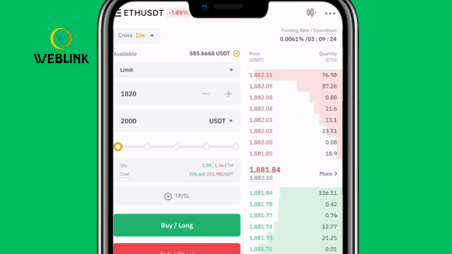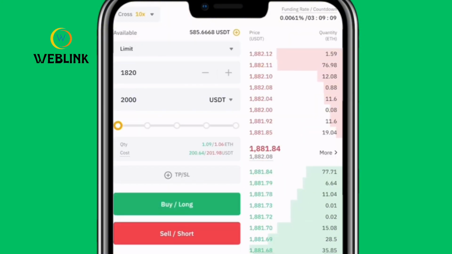That's just the meaning. And right here, you'll be seeing the cost. So you can see the cost right here is just $200. So that means you're only dropping $200 for this trade. And once you've done that, you come here and tap on buy or long if you want to long the trade, or you tap on short if you want to short the trade. Now that is for limit order.